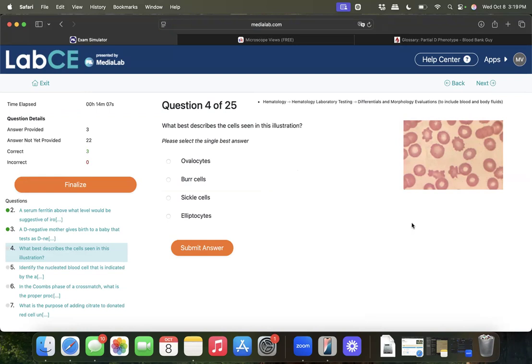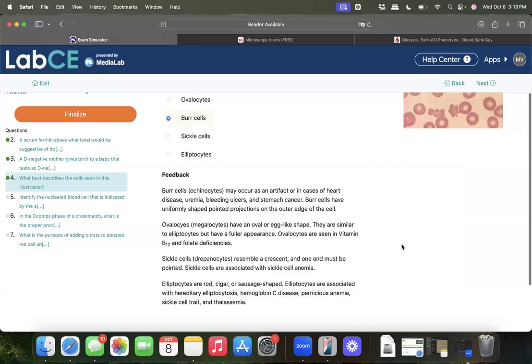All right, so A is ovalocytes, B is Burr cells, C is sickle cells, and D is elliptocytes. We are saying B for Burr cells. I can agree with that. Yes, Burr cells, also known as echinocytes, may occur as an artifact. What is an artifact? Probably, you just swiped too hard, or the pressure was too hard, or the instrument just did it too hard, whatever.